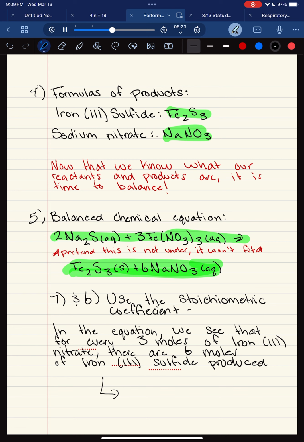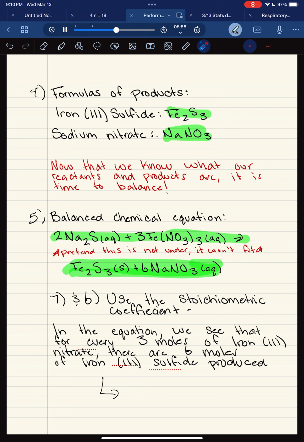And then we're going to write the formulas of our products. First, we have the iron sulfide, which is Fe2S3. The Fe2 represents 2 iron atoms, subscript 2 because there are 2. And then the S3 represents 3 sulfur atoms. And then we have our sodium nitrate, which is NaNO3.